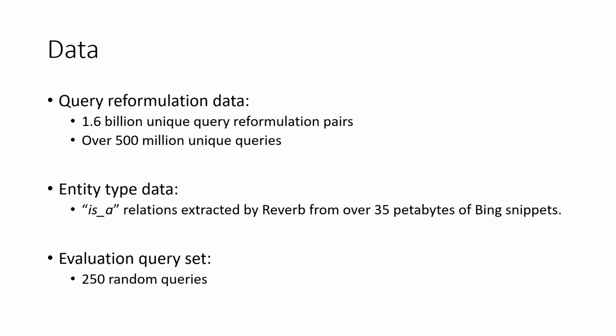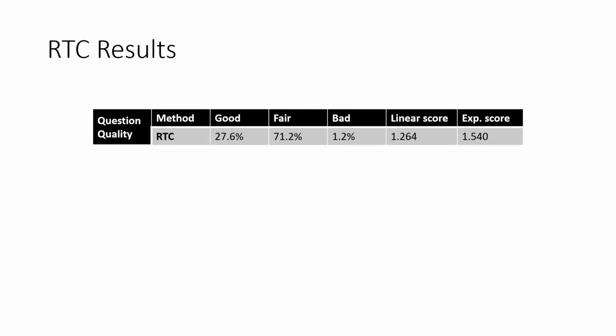And we use human annotations to evaluate the models. For example, we evaluated this RTC model, the template-based model, based on the human annotations. We asked the annotators to provide a label between 0 and 2, so bad, fair, and good labels. And then we have a linear score, which is the linear combination of these labels with 0, 1, 2 weights. And we have an exponential score, which uses exponential weights for these labels, similar to the NDCG gain function.